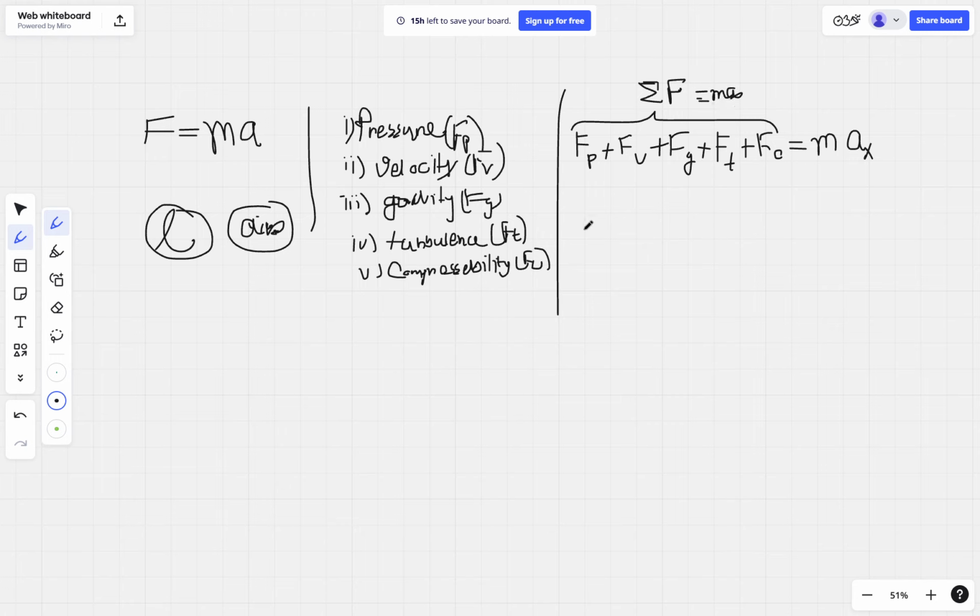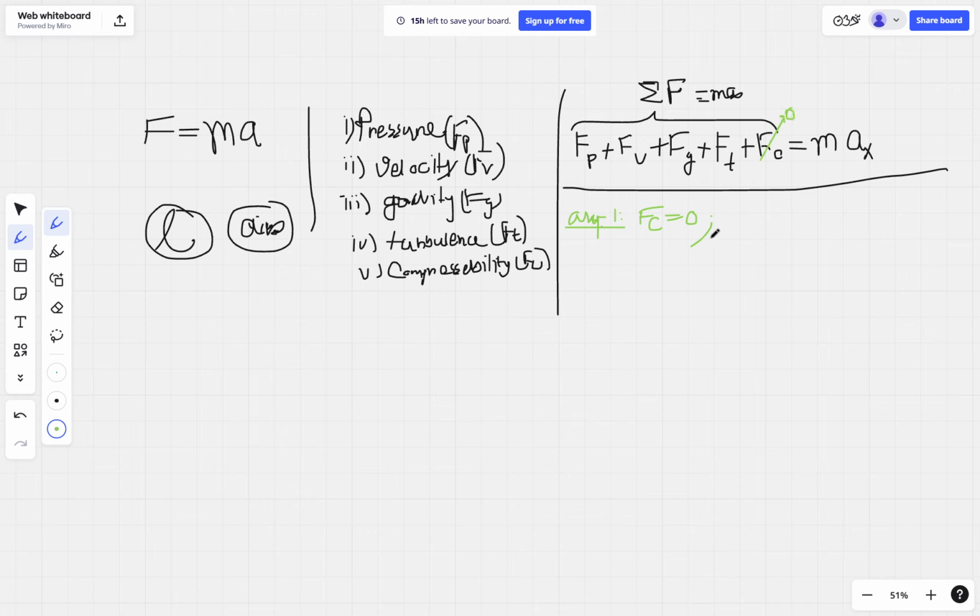After that, let's make some assumptions. For the first assumption, let's assume that the fluid we are dealing with is a liquid. If it's a liquid, then the compressibility, or F of C, will be 0. So this term will become 0.